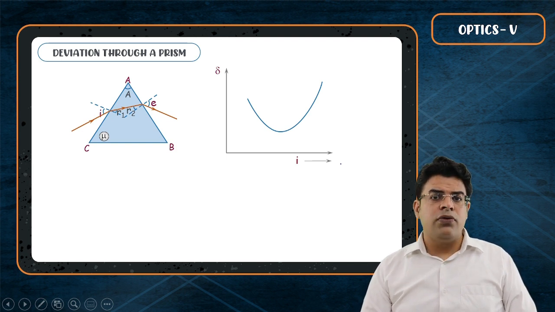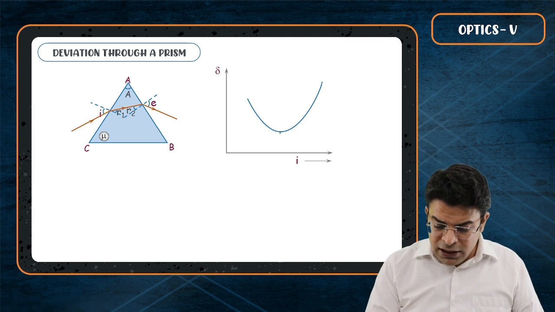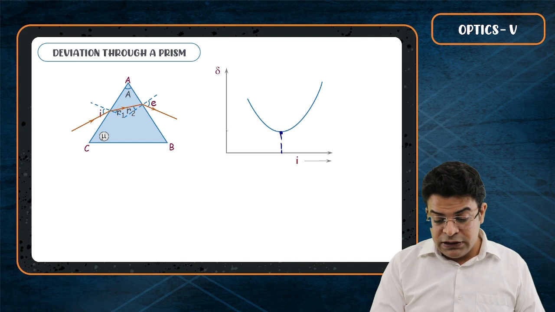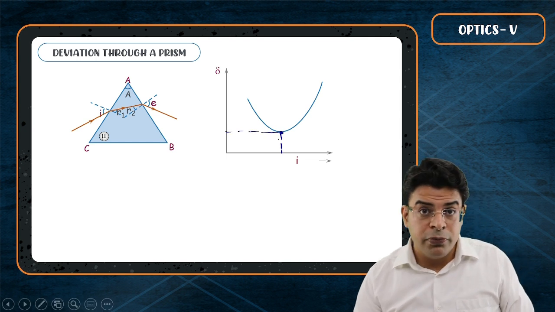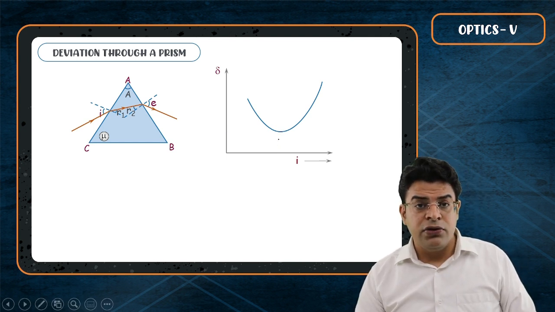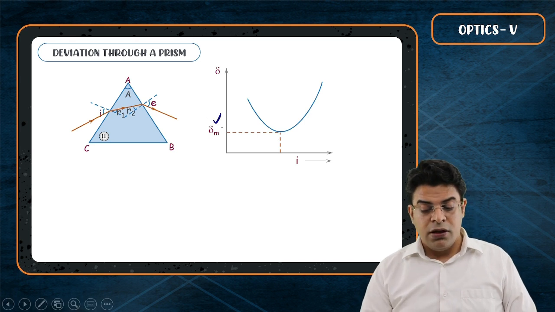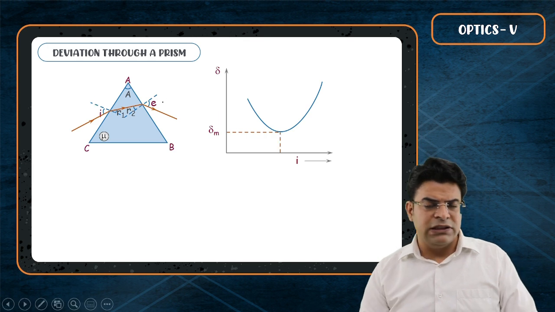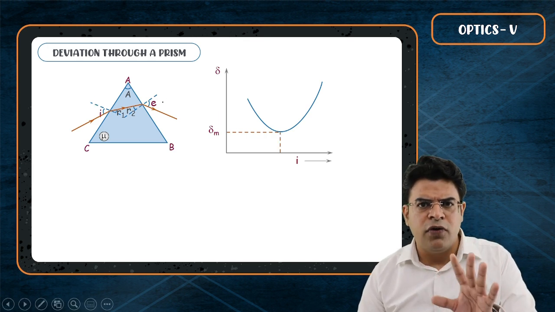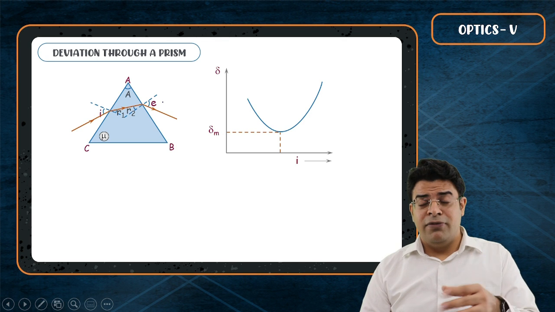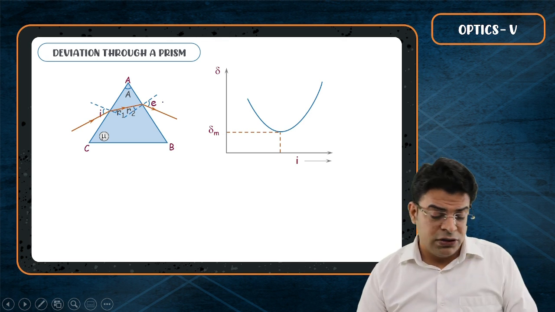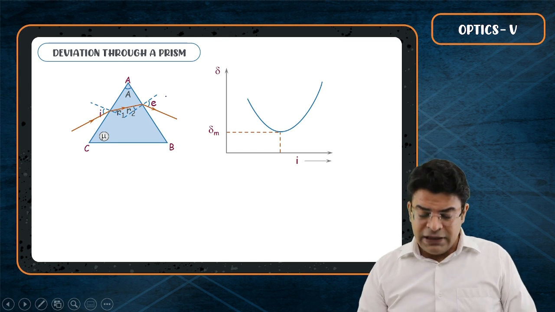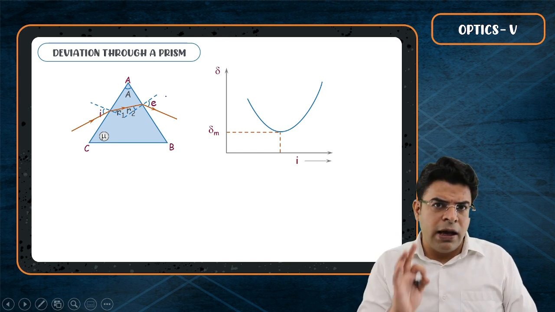Now, here you can see that there is a particular value of angle of incidence for which the deviation comes out to be minimum. So, understand that you get the minimum deviation when the angle of incidence is the same as the angle of emergence. Keep it as a thought for now. We'll explain it later in the detailed videos, why for minimum deviation I has to be equal to E. But there are some important points that you should know about the prism right now.